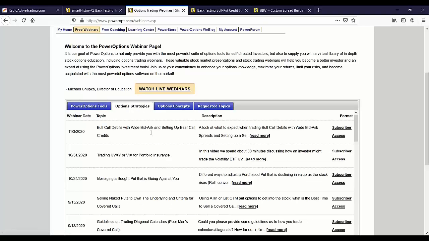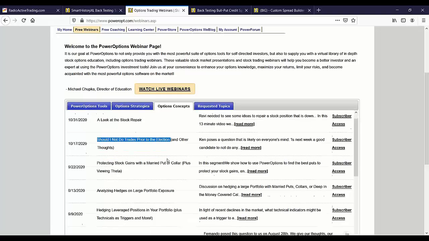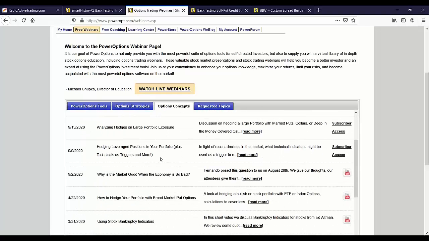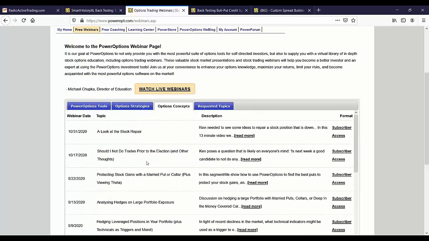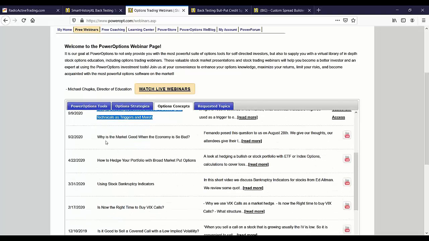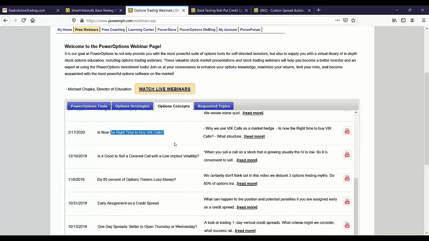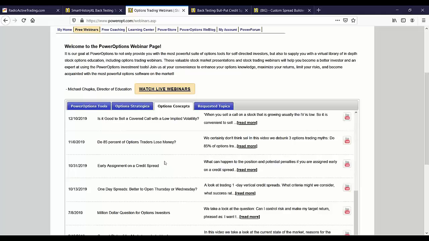Also, I don't think I have anything in the strategies or the concepts. Study trades prior to the election. Hedges on a large portfolio. These are all good too. These are ideas you might want to consider when you see the trigger hit. Hedging leverage positions in your portfolio. How to hedge your portfolio with broad market put options. Buying VIX calls. That's from February as well.